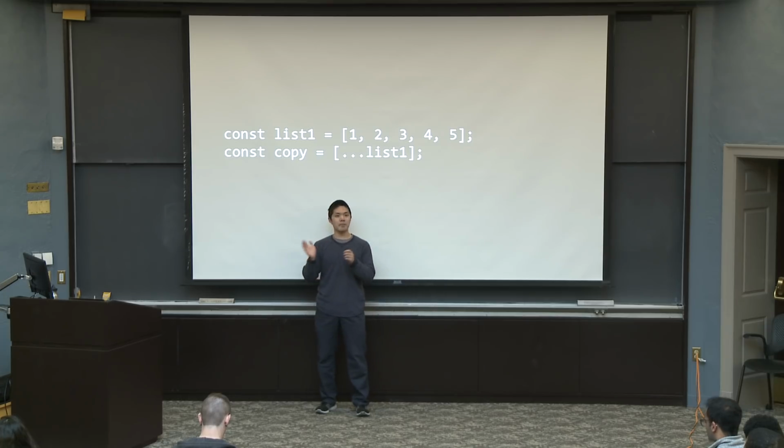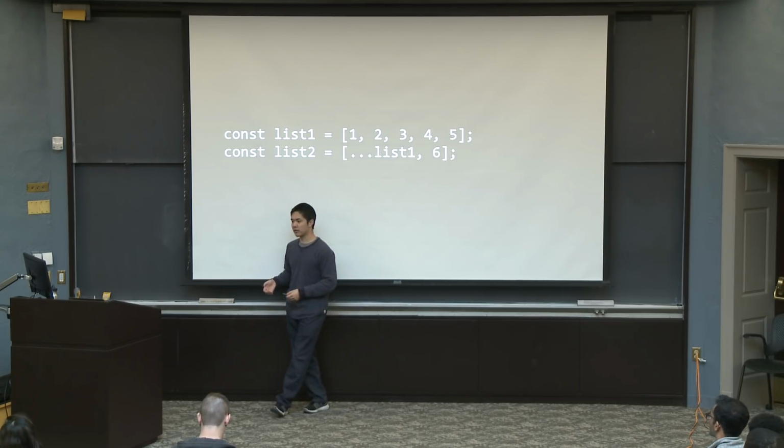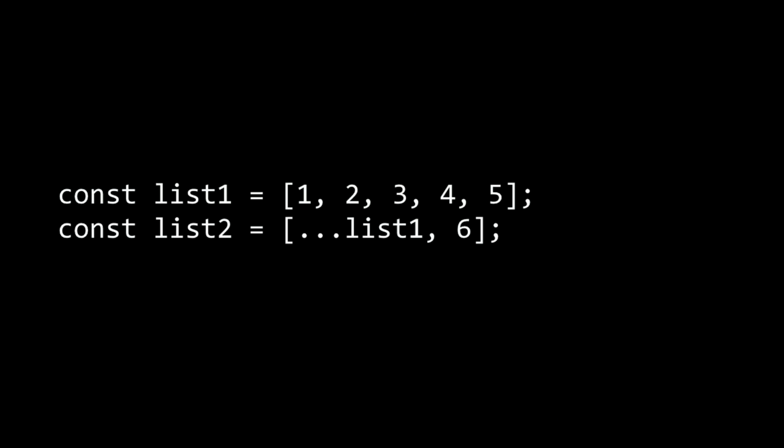If I wanted to make a copy of the list and add something to the end of it, it's as simple as syntax like this. List1 is 1, 2, 3, 4, 5. List2 is fill in all of list1 here, and then add the number 6. And you can imagine this might be useful if you're building a to-do list application, you have a list of things to do, and you want to add on one more thing to do at the end. You've got a whole list, and you want to tack on something at the end of it. So that might be useful as well.